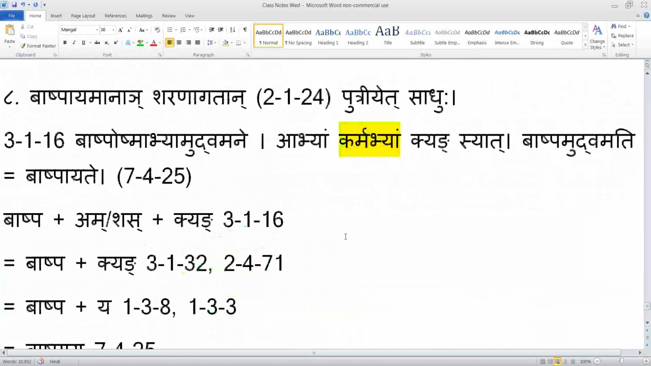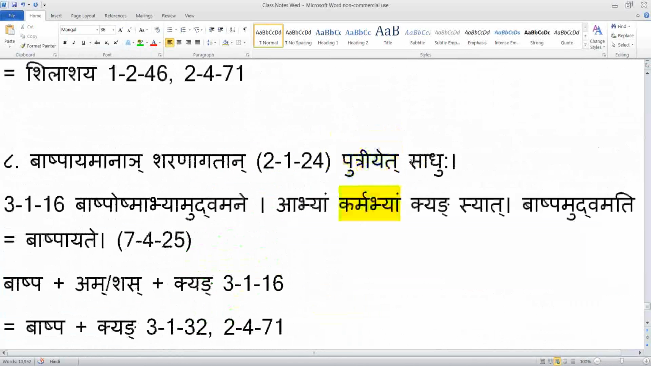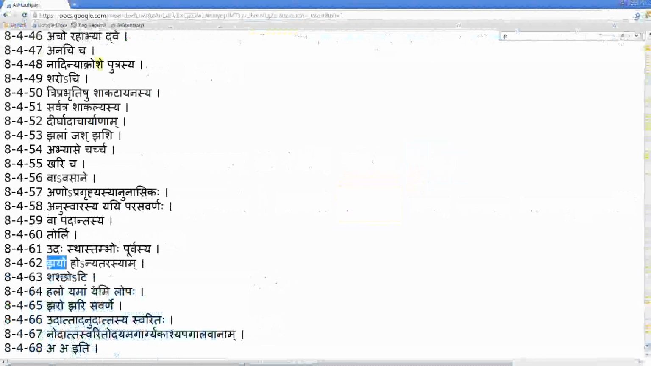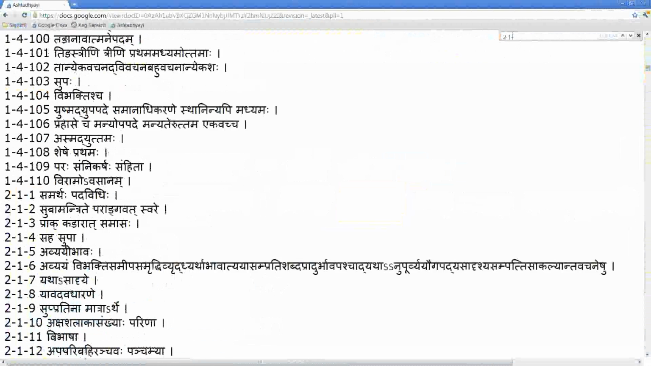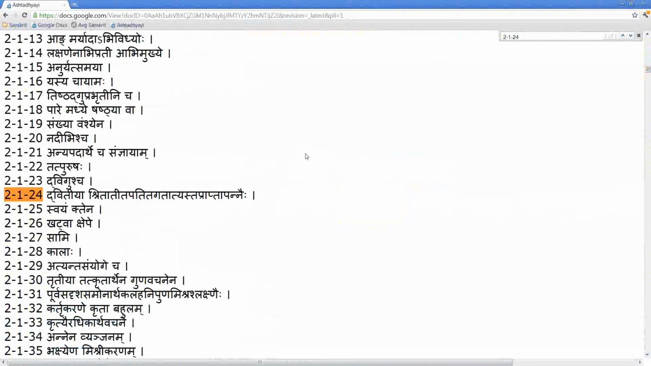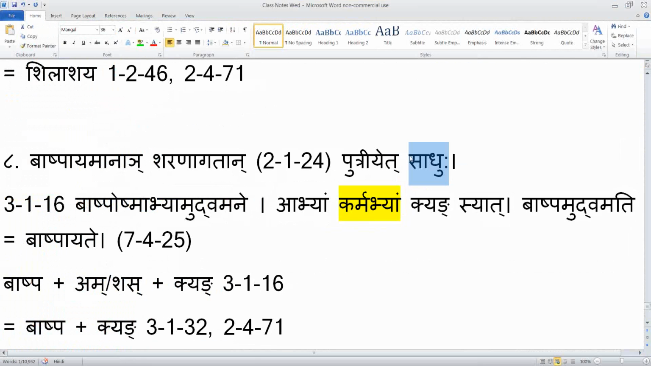So bashposhmabhyam udvamane. A noble person should treat those who have surrendered. Sharanagatan is this: Sharanam agatan. Dvitiya samasa, 2124. Sutram Dvitiya Shitatita Patita Gata. The word Gata, Panini has put over here. So Sharanam Sharanagatan, Dvitiya Samasaha. A noble person should treat those who have sought his refuge, and those who are shedding tears, like his own sons.